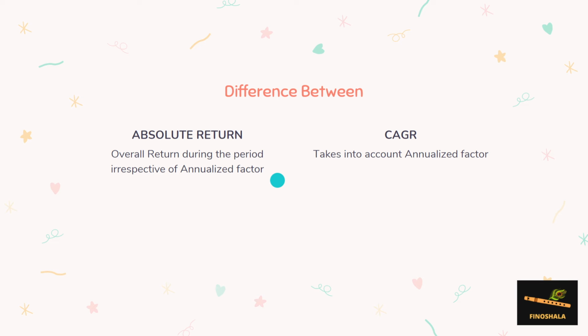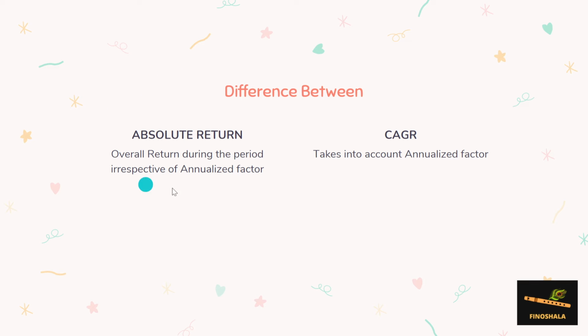Here we will not consider how many years were taken into account during that investment tenure. So this will not give a sense of the annual factor. Whereas in CAGR, we take into account the annualized factor as well. That is, when we discussed the formula, we saw that it is raised to the power of 1 by n. So that n actually means number of years.